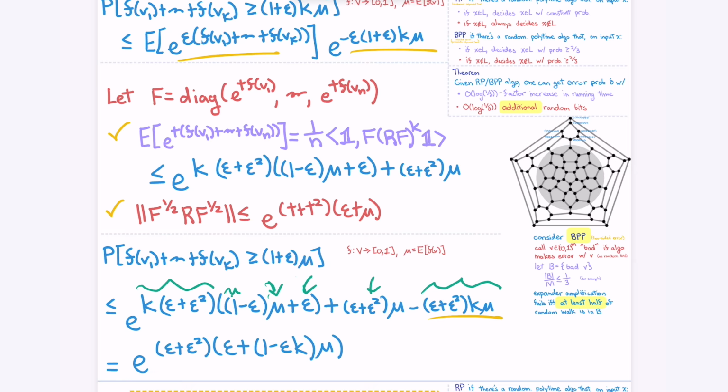Did I not do this right? Did I cheat? Am I missing a k times epsilon? Okay, so we never eliminated this k times epsilon, right? Yeah, I'm missing a k times epsilon.